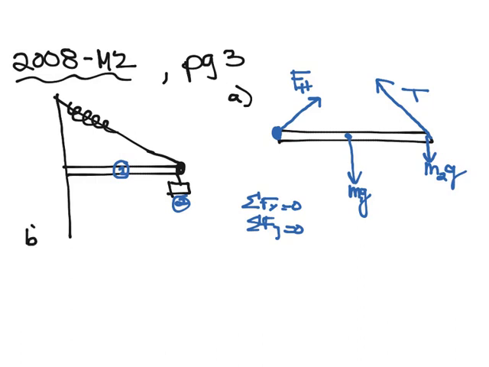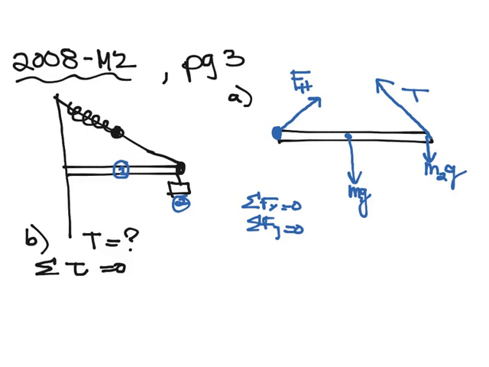In part B, I want to know the reading on the spring scale. Since the spring is connected to my rope, I'm really asking for tension. And so to find that, I can use the fact that this thing is in rotational equilibrium, so sigma tau is equal to 0. Okay, now I'm looking for tension.